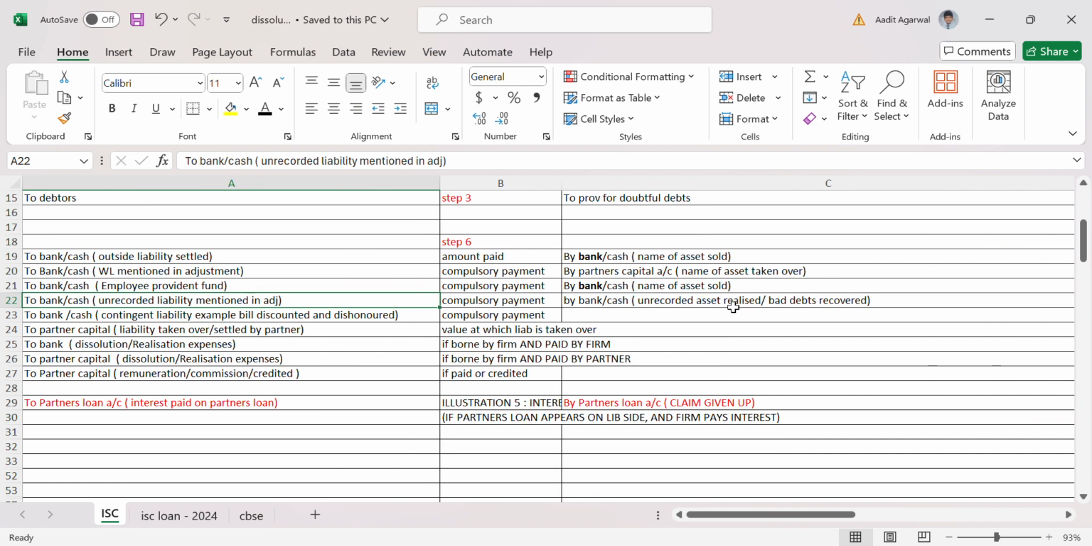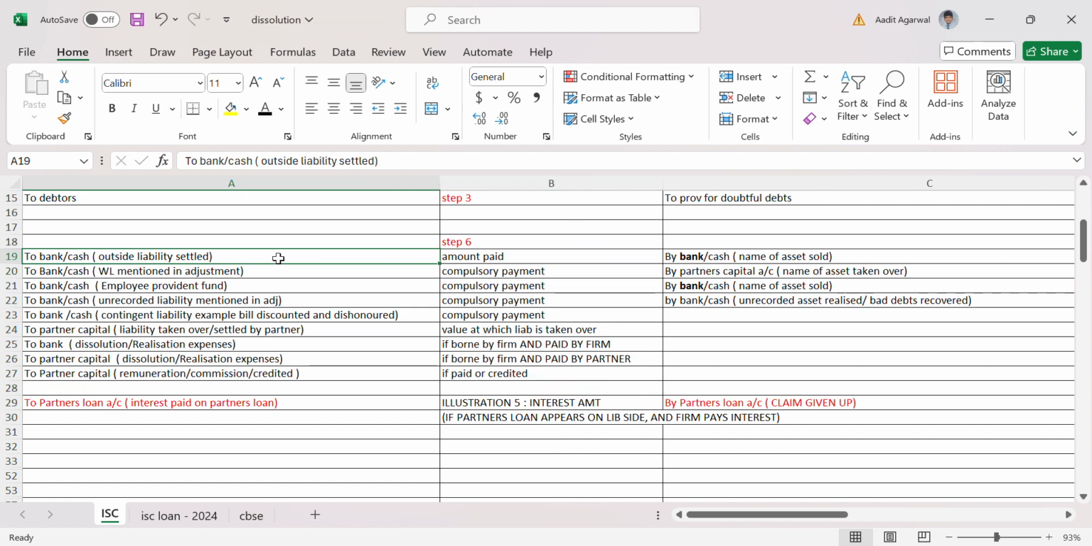Further in the adjustments, they will also mention the liabilities are paid off. So whenever we are paying off the liabilities, it needs to come on the debit side of realization account. And how do you show it? Any liability you are settling, you need to write to bank or to cash, write in bracket the name of the liability for which you are paying. So for example, you are paying creditors. So to bank or to cash, bracket creditors, and whatever amount you have paid them.